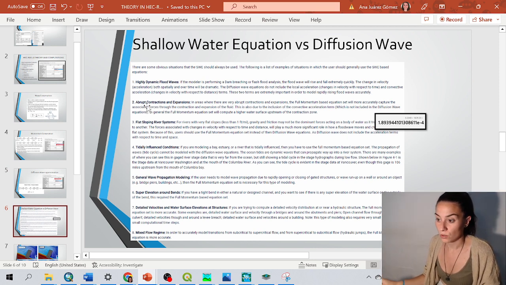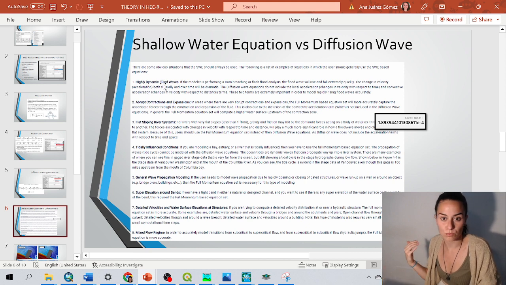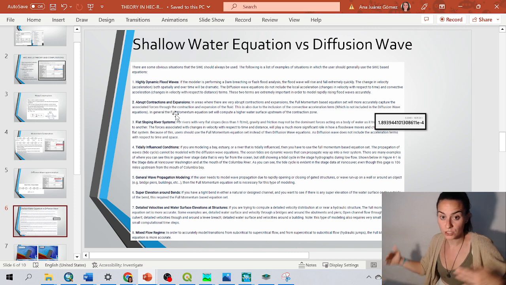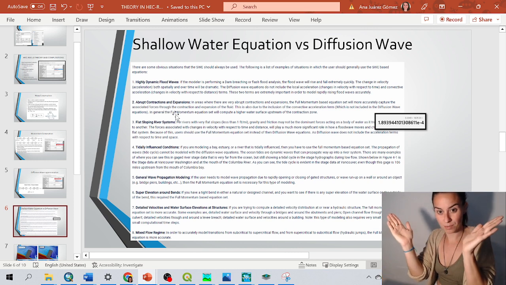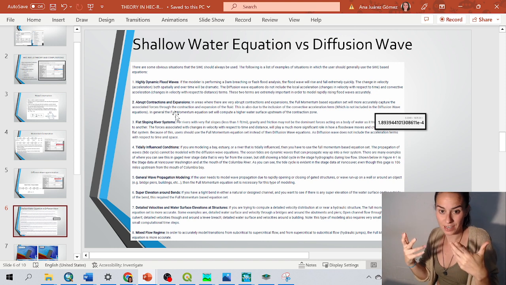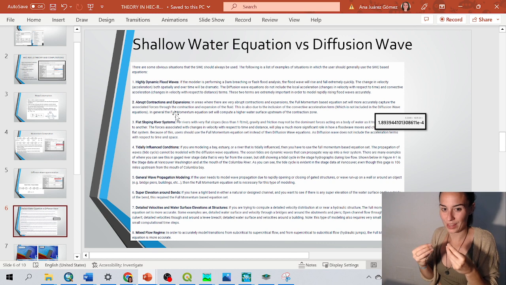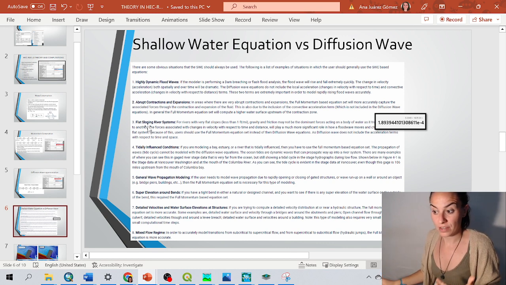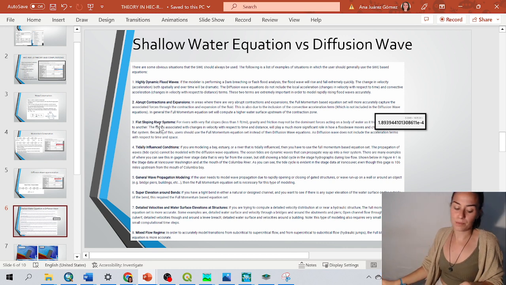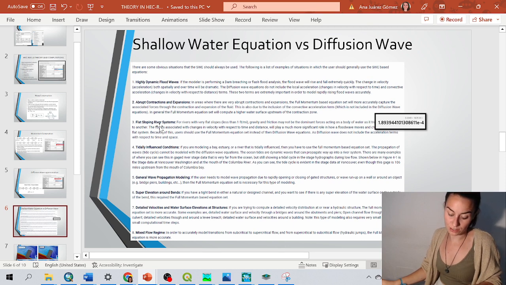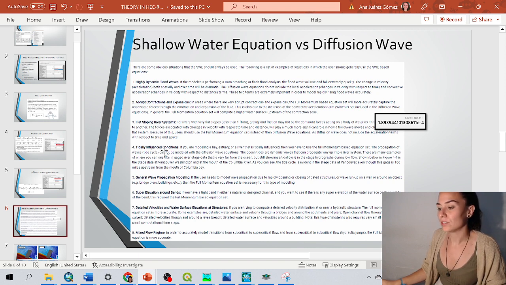equation. So when we have highly dynamic flood waves, like a flood is coming, something like that, abrupt contractions and expansions, if we have a channel that contracts and expands, because if we neglect the acceleration, the velocity will not capture this well. If we have a very flat slope river, because then the gravity forces are not the main forces, the velocity will also be important. If we have a tidally influenced condition, the same, the tide is going up and down.